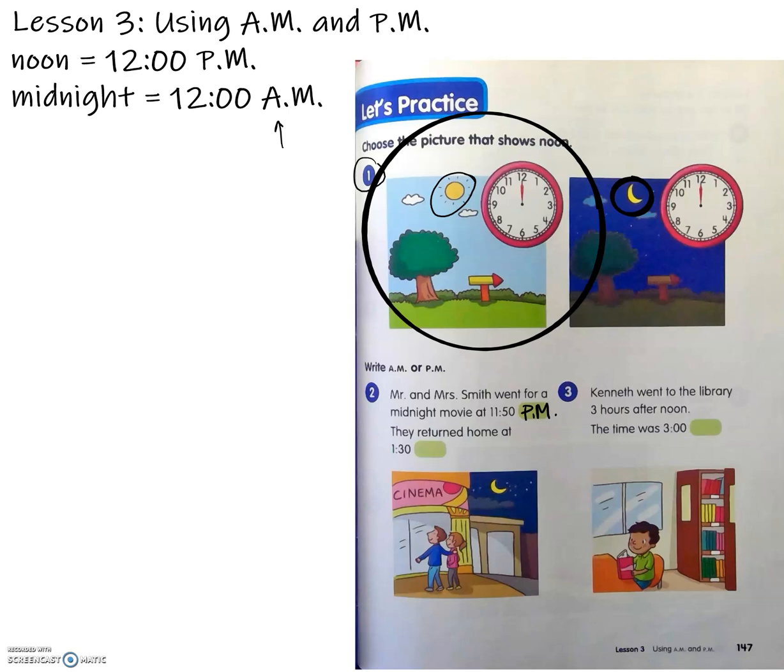They returned home at 1:30. That is after 12 a.m., which means it is now the morning. So 1:30 a.m. is when they go home. Now, a.m. can be at night because of the time when the sun is down. So it can be confusing if you think about it, but you also have to remember this part right here is very important. And then number 3, Kenneth went to the library 3 hours after noon. The time was 3 what? So if you went after noon, and noon is the start of PM, that means that it was 3 p.m.